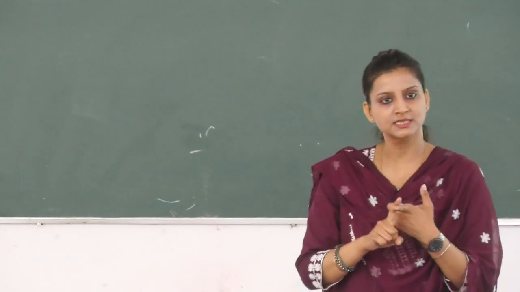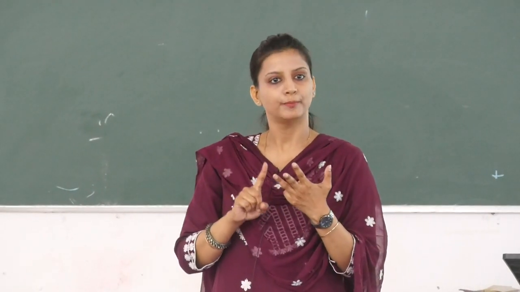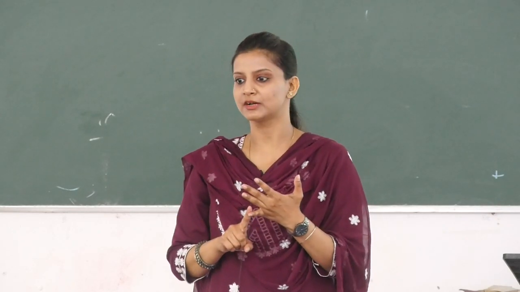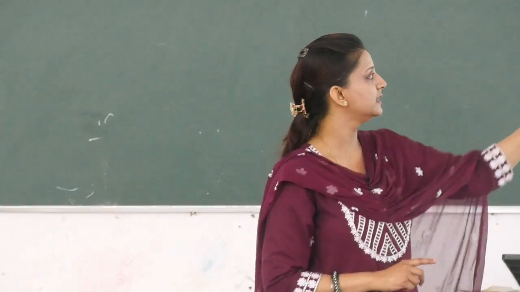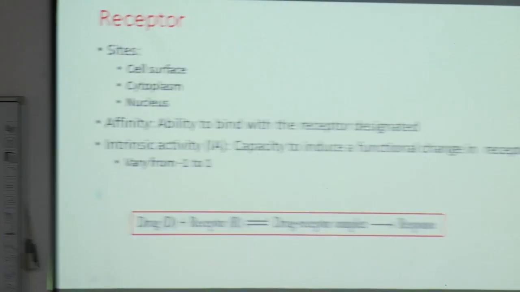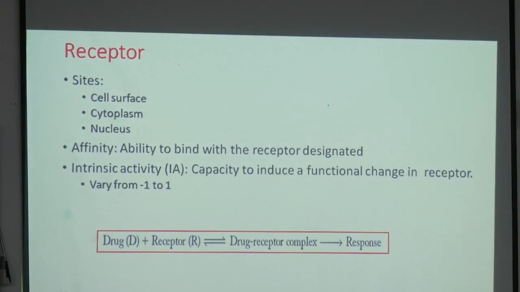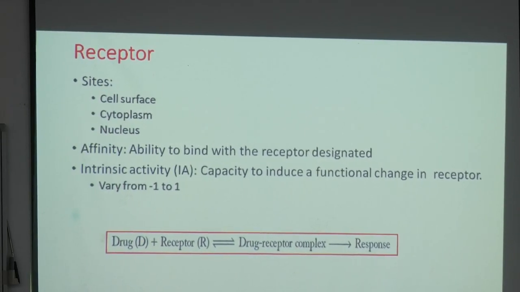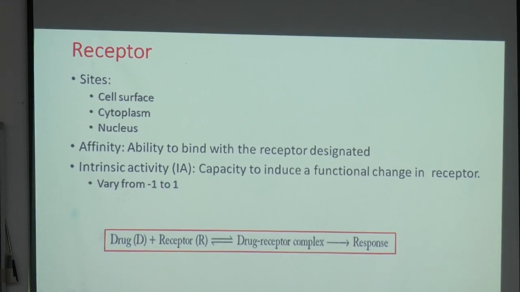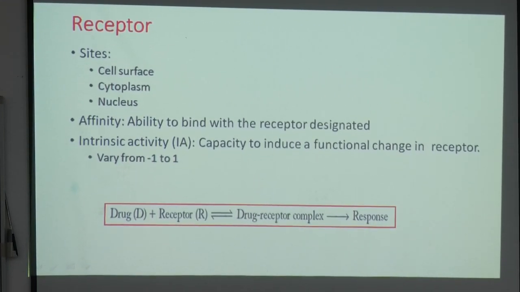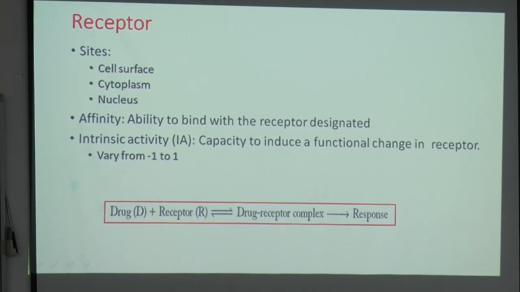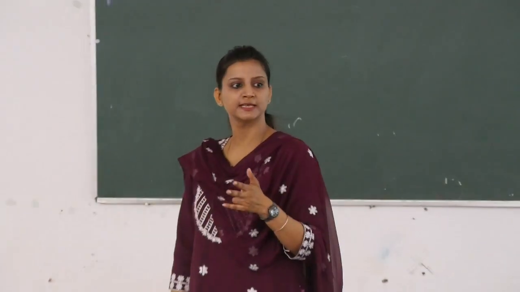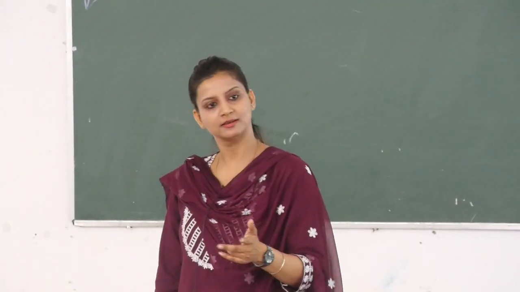So agonist, antagonist, partial agonist and inverse agonist, all of them are binding. The capacity to go and bind, the ability to bind, is the affinity, so all have affinity. Now for intrinsic activity: the agonist is 1, the antagonist is 0, the inverse agonist is -1, and the partial agonist is more than 0 and less than 1. Clear?